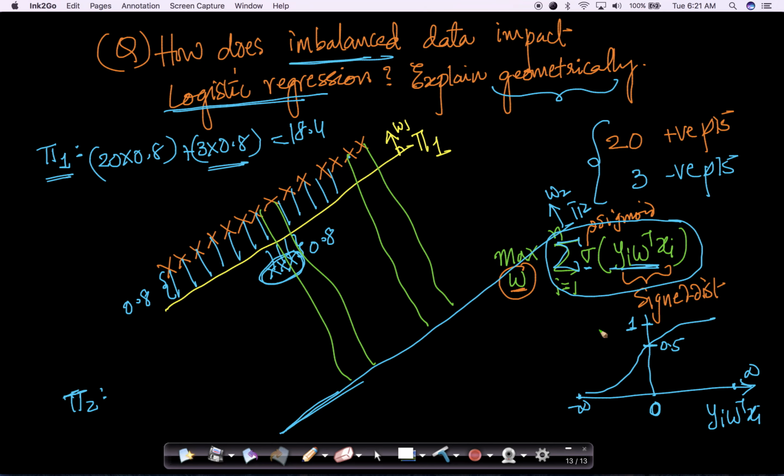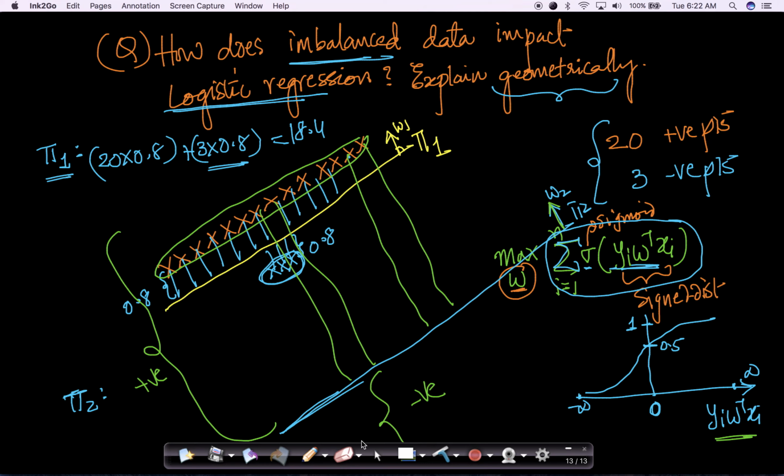And when distances are very large, your yi w transpose xi is very large, and for these points, it's positive. For these positive points, it's positive because your w2 is pointing in the same direction. So this direction is the positive direction for your pi2, and this is your negative direction. There are no points in the negative direction. Both your positive points and negative points are in the positive direction. So what happens to yi w transpose xi? It will be a large positive number for these 20 points. Let me find a place to write it on this page. Okay, let me write it here.